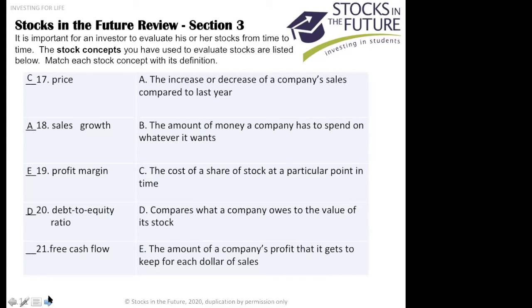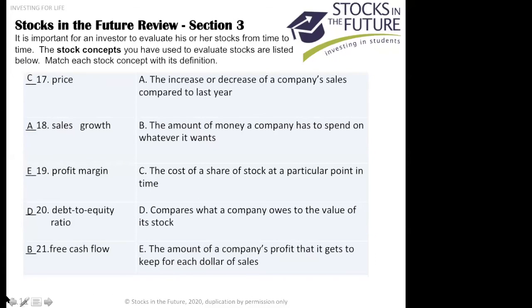All right, and then finally, free cash flow is letter B: the amount of money a company has to spend on whatever it wants. So how much money do they have available to grow their company? People that work in the financial field are very impressed that 8th graders are learning terms like sales growth, profit margin, debt to equity ratio, and free cash flow. So again, we'll review this, and know that these terms will really help you analyze how well companies are functioning.